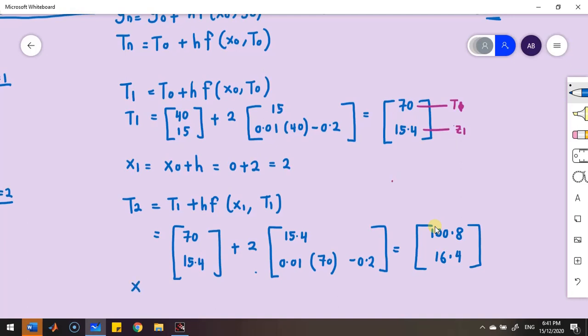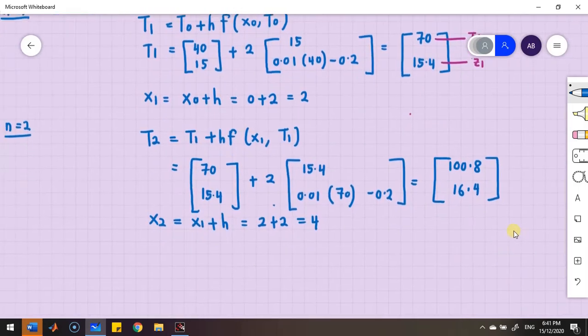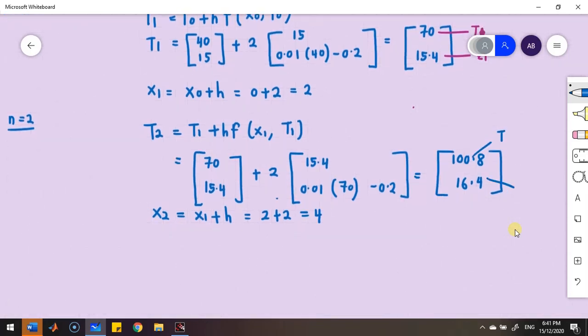So what is my x2? x2 will be x1 plus h, which is 2 plus 2 equals 4. We have obtained n equals 2. Again, this is my T, this is my Z. Now n equals 3: I have T3 equals, okay, T2.